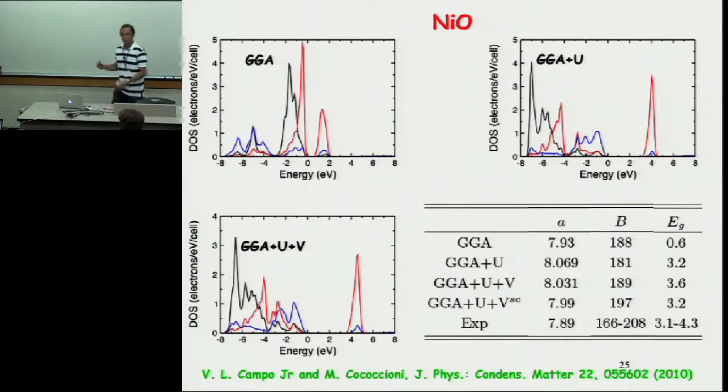And of course, we have to make sure that this further correction didn't compromise the good result that we had with the plus U in systems where it works, like nickel oxide, and this is actually the case. We actually obtain better equilibrium structural parameters for nickel oxide with the new correction, and a density of states that seems to be more consistent with available photoemission experiments.